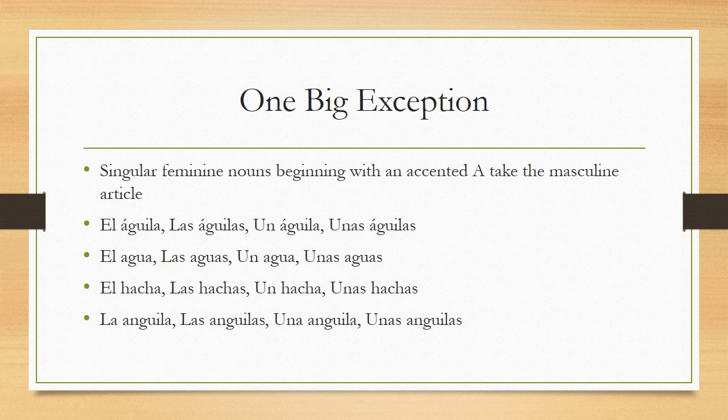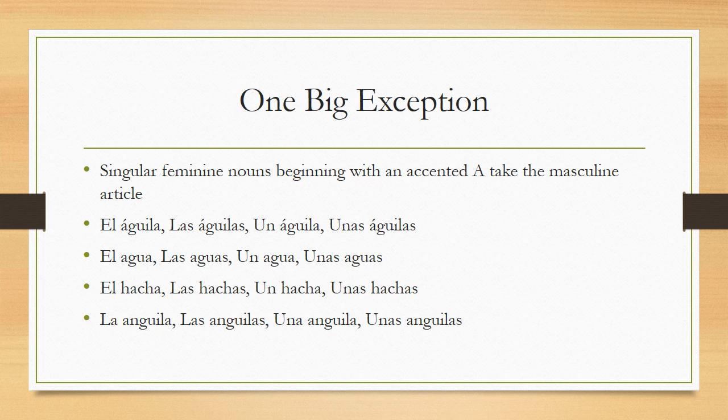And then the last example here, I have anguila, which means an eel, like the fish. And note which syllable is stressed in that? Anguila. It's the second one. It's not anguila, it's anguila. And since the second syllable is stressed, not the first one, it doesn't need el and un. It takes the feminine articles in all four examples. La anguila, las anguilas, una anguila, and unas anguilas.